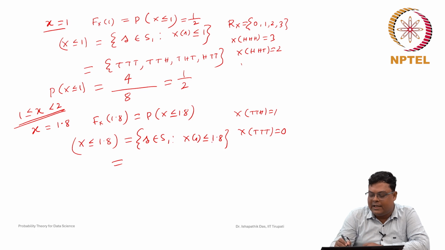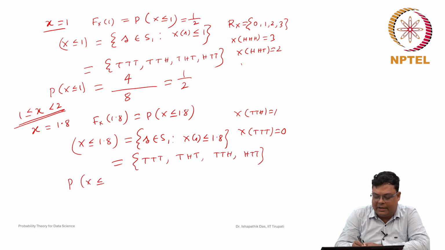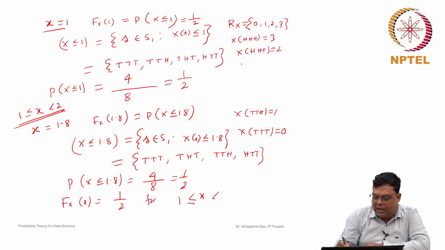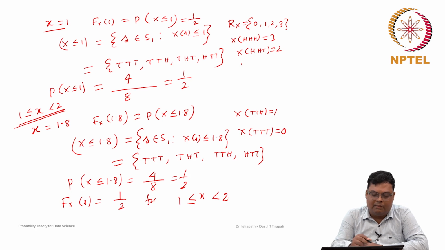Now what are the values satisfying this relation? Since it takes only the integer values 0, 1, 2, 3, here it can take only 0 and 1 satisfying this relationship. So 0 means TTT, and 1 means HTT, THT, TTH. So these are the 4 outcomes. That is why the probability of X less than or equal to 1.8 is again 4 by 8, which is 1 by 2. So this is constant in this interval. That is why F of x is equal to 1 by 2 whenever x is greater than or equal to 1 and less than 2. That is what we found here.